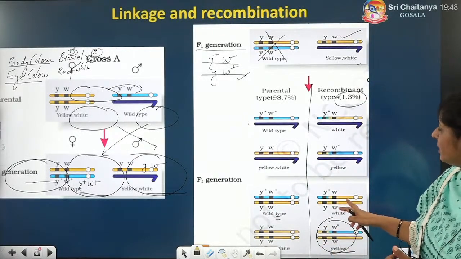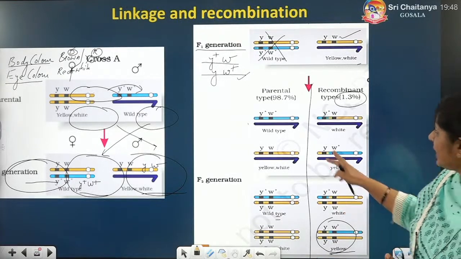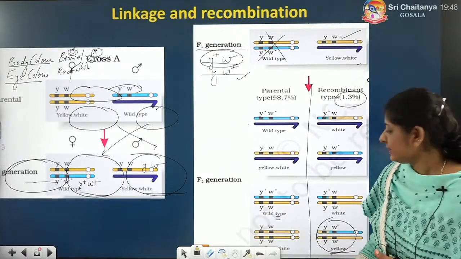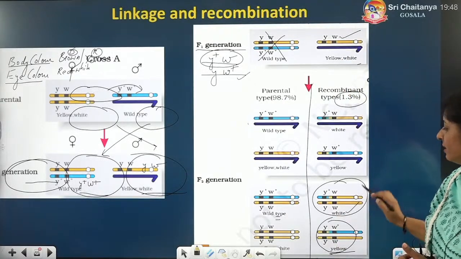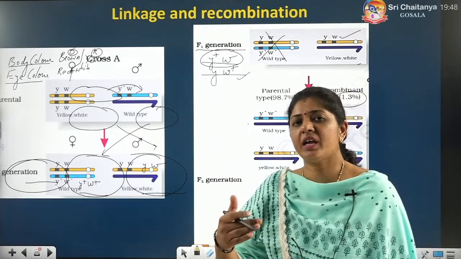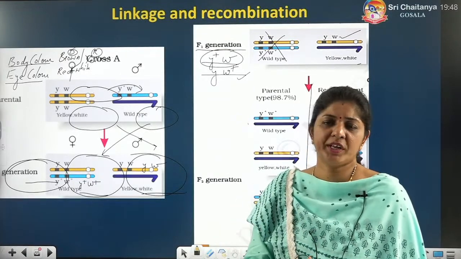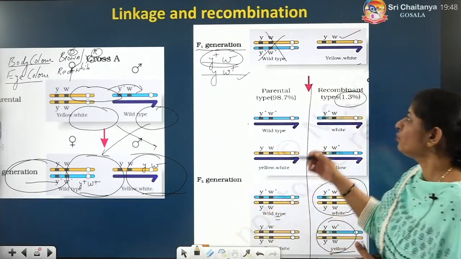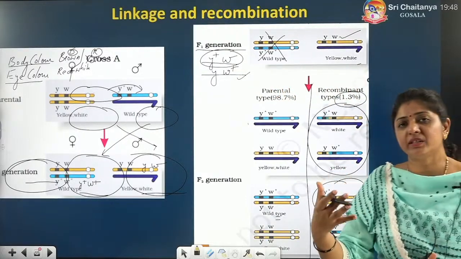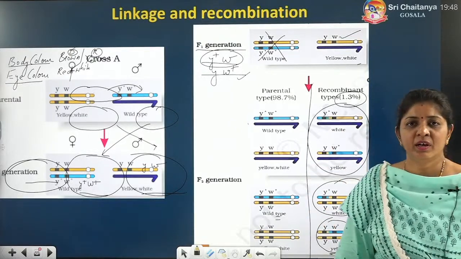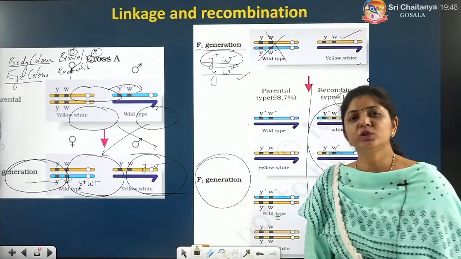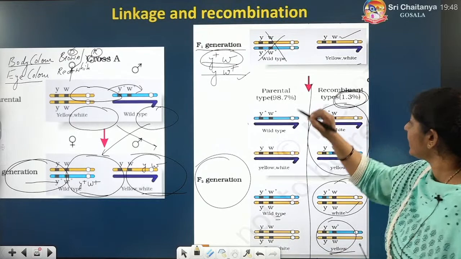And after crossing over, if I am taking the next combination, like this X with this X of the male, then this will create what type of female? White. White means it will be recessive for which character? Eye color, and dominant for body color. Likewise, you have to do the same with the X's and the Y. You will get the males with the recombinants, white and yellow. How much percentage of such type will be there in the F2 generation? That will be hardly 1.3%.